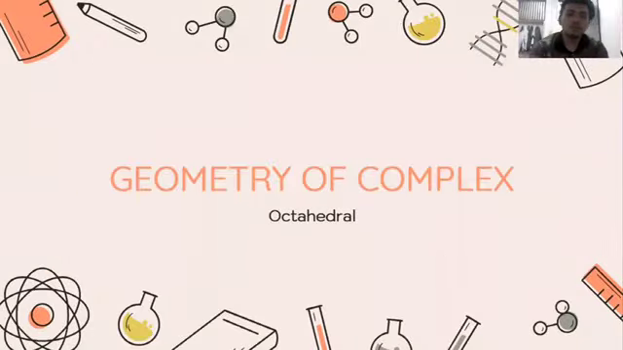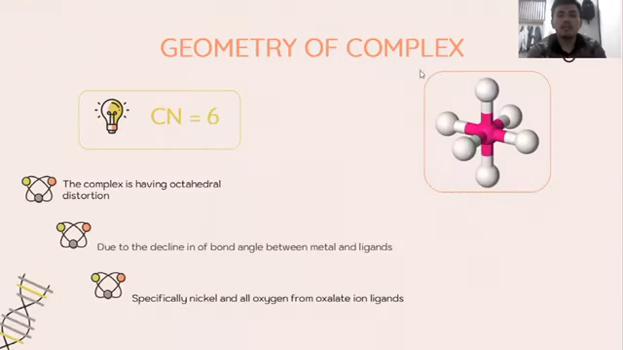I will continue to present on the geometry of this complex. This complex has an octahedral geometry. As you can see, this is the geometry of an octahedral. It is because it has a coordination number of 6. But this geometry has a distortion because there is a decline in the bond angle of oxygen, nickel, and oxygen from the oxalate ion, which increases the length between the oxygen from the water ligand and the central metal.